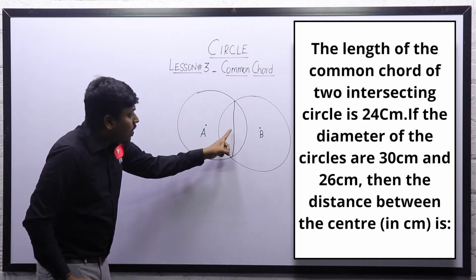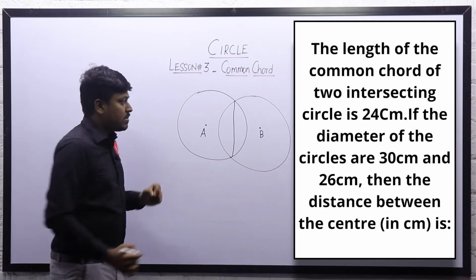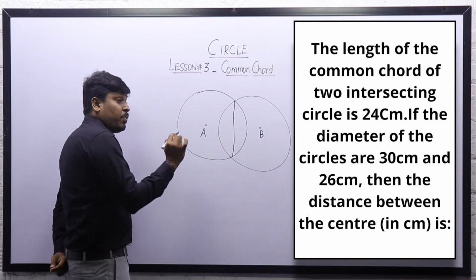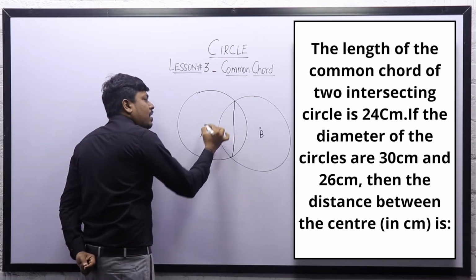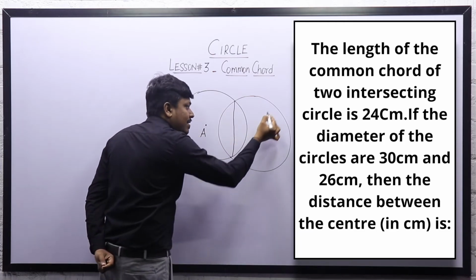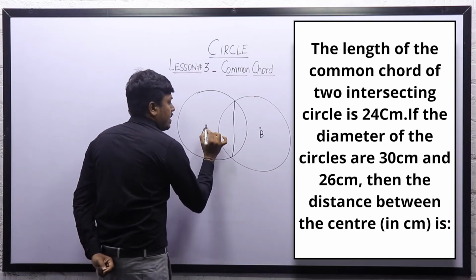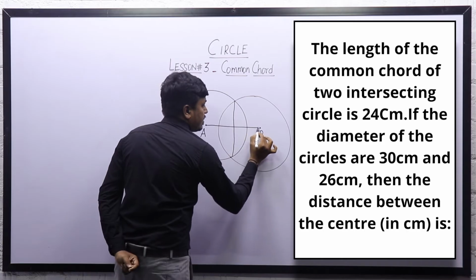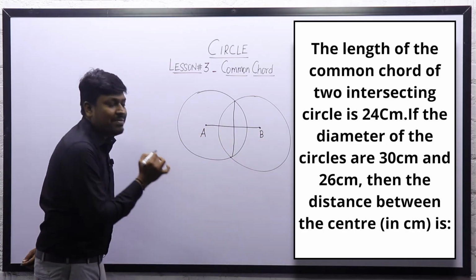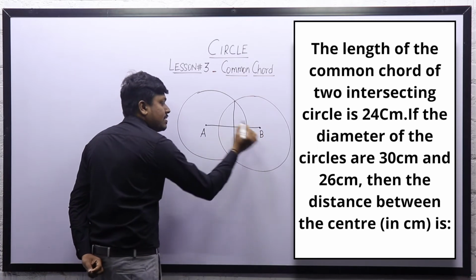Understood? And this chord is how many centimeters they have given? It is 24 centimeter length. So the total length of this chord is 24 centimeter. And next, the diameter of the first circle is given, that is 30 centimeter, and the second circle's diameter is given, that is 26 centimeter. So now what is our target? Our target is to find the distance between the circle 1 and circle 2 center points. So just read the question again, the distance between the centers. This is our target.